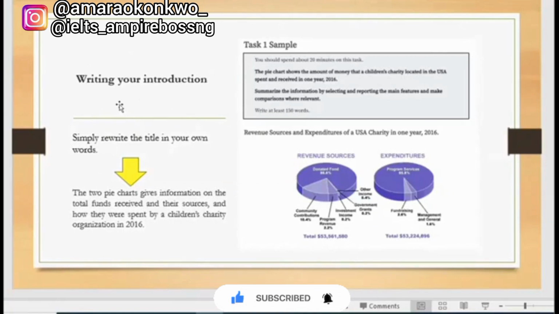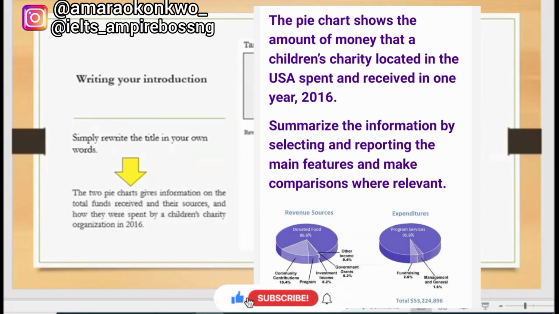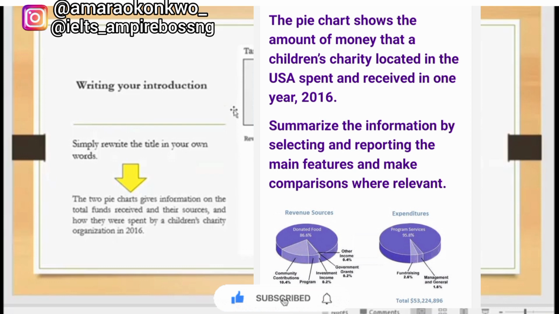Now, writing your introduction is very easy, as we said. Simply rewrite the title in your own words. We are using this question here as a sample. The question reads, the pie chart shows the amounts of money that a children's charity located in the USA spent and received in 1 year, 2016. Then the prompt is, summarize the information by selecting and reporting the main features and make comparisons where relevant. Write at least 150 words.